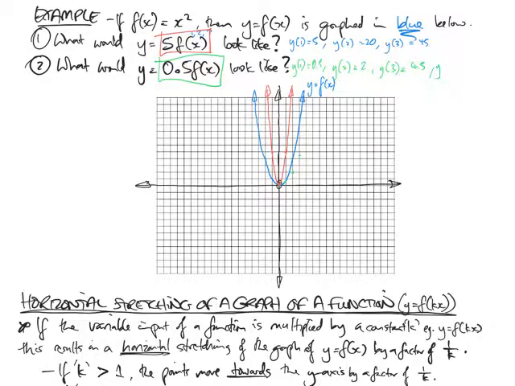Let's do another one. When x is equal to 4, y is going to be half of 4 squared, 16, 8. 5, 6, 7, 8. Alright, so we've got our dots there to help me draw it.